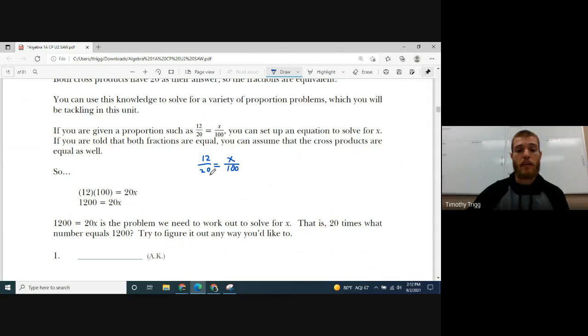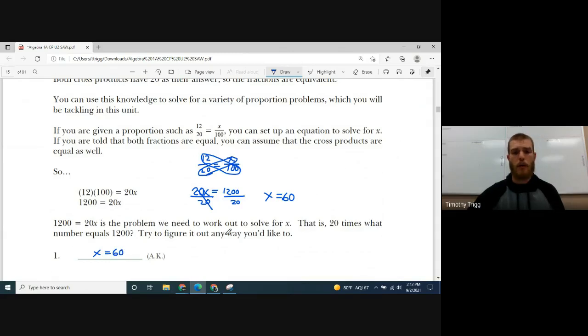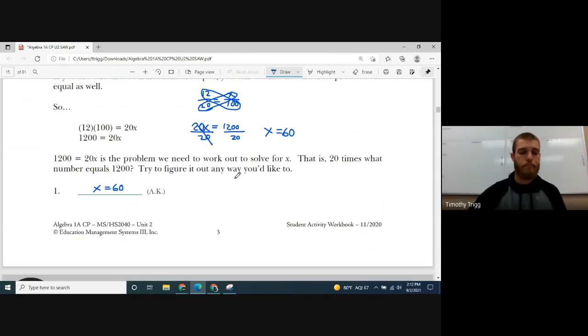So 20 times x, again, cross multiplying. 20 times x is 20x equals, and then 12 times 100 is 1200. Divide both sides by 20 to get x by itself. That'll give you that x equals 60. And you could always use your calculator there as well. Okay.